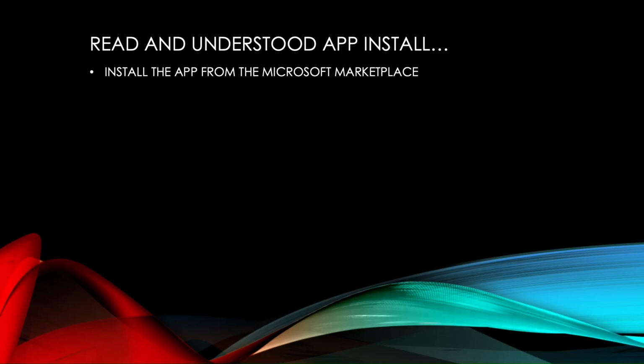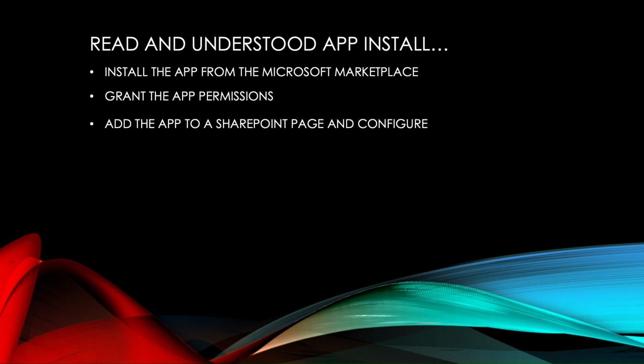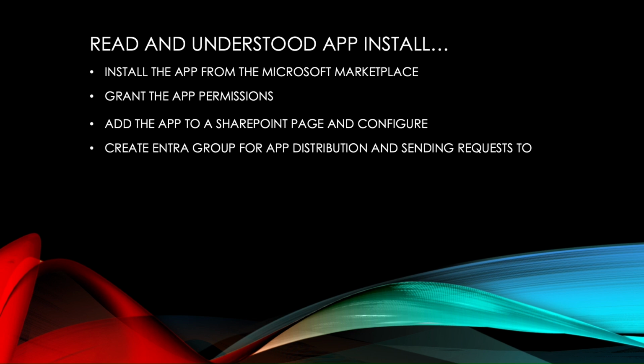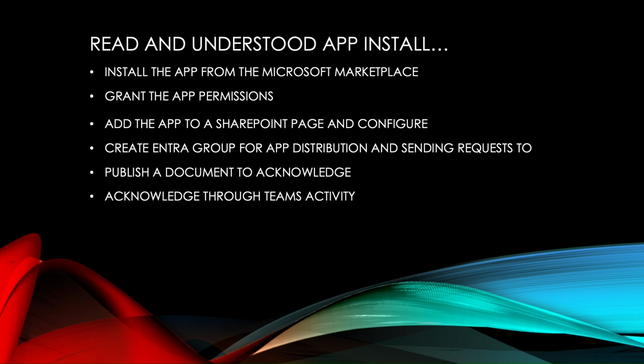To summarize, we have installed the apps from the Microsoft Marketplace, granted the app permissions, added the app to a SharePoint page and configured it, created an Entra group to distribute Acknowledge to the evaluating users, published the documents to acknowledge, used the Acknowledge app in Teams to read and complete the acknowledgement. Finally, view reports within the app of those who have or have not acknowledged.